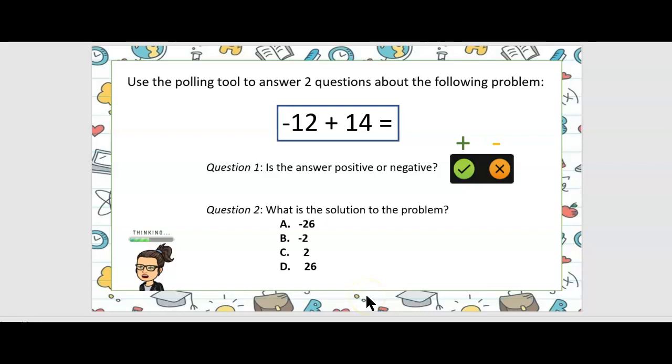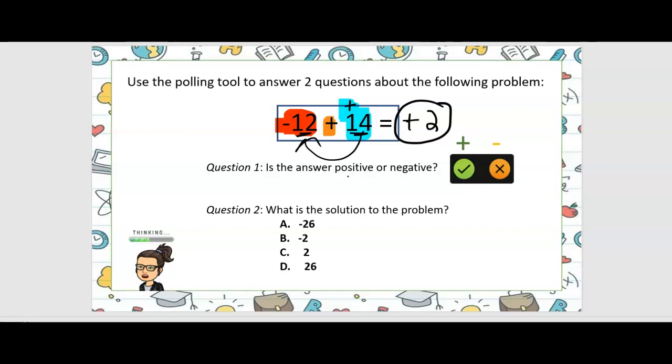All right, use the polling tool. You don't have a polling tool, use your brain. What's negative 12 plus 14? Is the answer positive or negative? Well, remember, we're adding. What kind of 14 is this? That's a positive 14. The signs are different, so we're going to subtract. And since 14 is greater than 12, we leave this as a positive. What's 14 minus 12? 2. The answer should be positive 2.